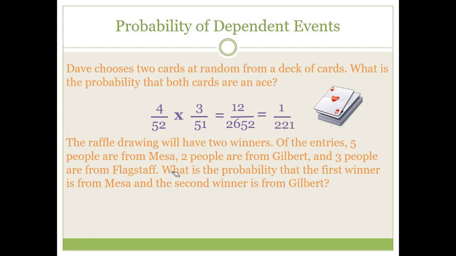Alright, so what's the first thing we want to happen? A person from Mesa. Okay, so let's calculate the number of ways to pick a person from Mesa. Well, how many people are from Mesa total? It says 5. How many total people are there altogether? We got 5 here, plus 2 here, plus 3 more here, for a total of 10 people. So the probability of choosing a person at random from Mesa would be 5 out of 10.